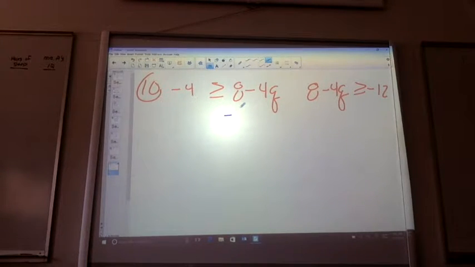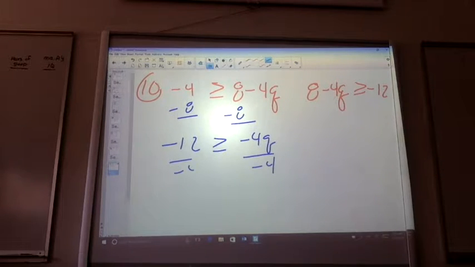And let's go ahead and solve it. So divide each side by negative 4. What's happening? It's going to be 3. Does the sign flip? Yes, it does. And then this one, subtract 8.